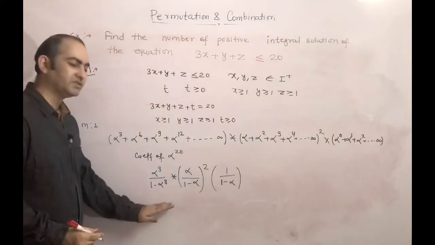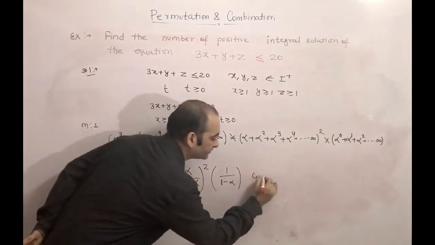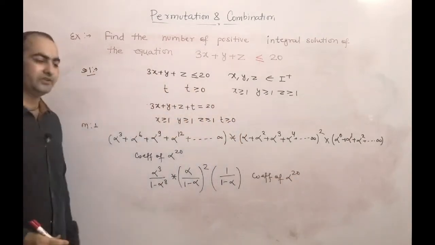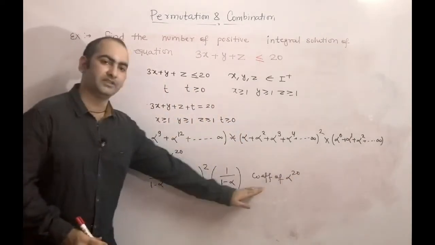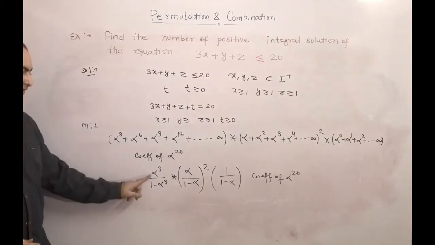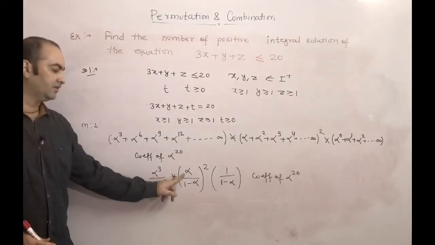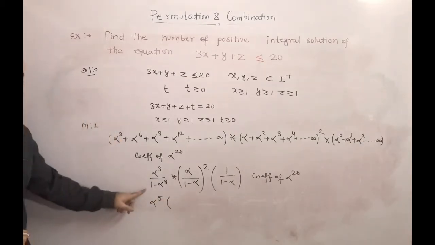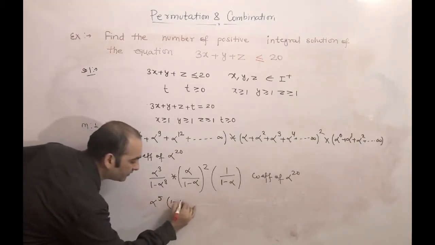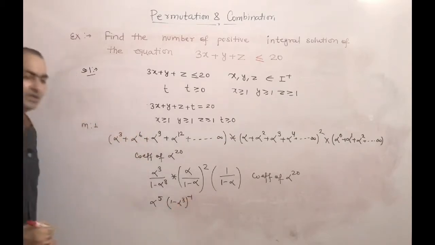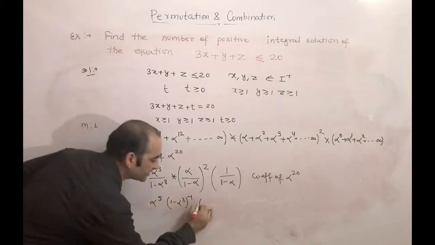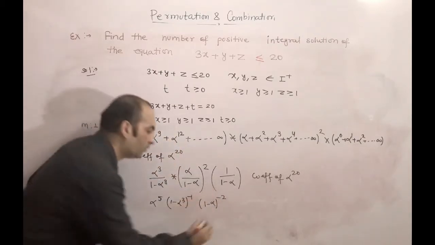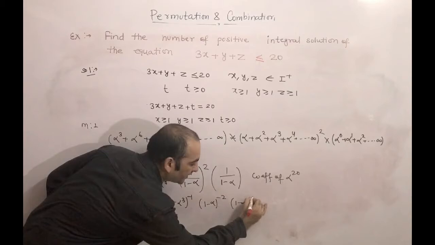Okay, so in this equation we have to find out the coefficient of alpha power 20. So here if you see alpha cube, alpha square, so what is alpha power 5. Okay, so we are getting alpha power 5. This we can write as 1 minus alpha cube to the power minus 1. This we can write as 1 minus alpha to the power minus 2, and this we can write as 1 minus alpha to the power minus 1.